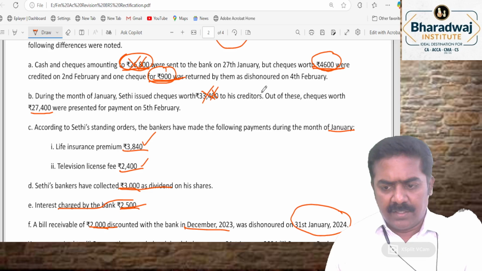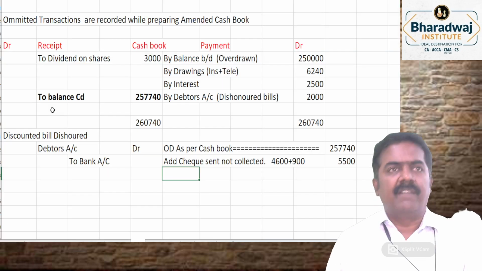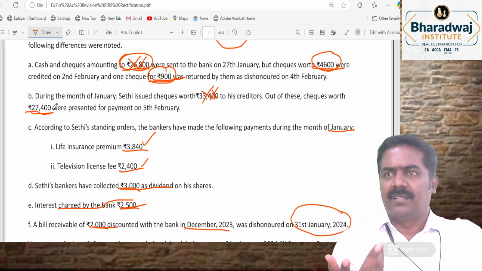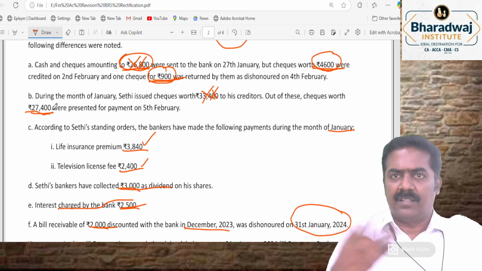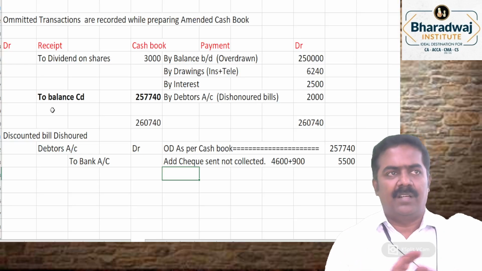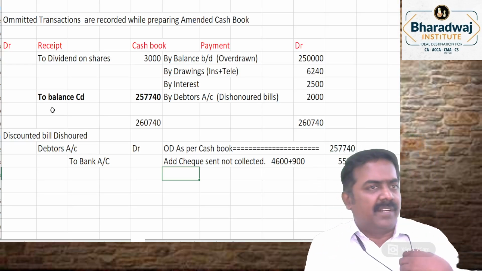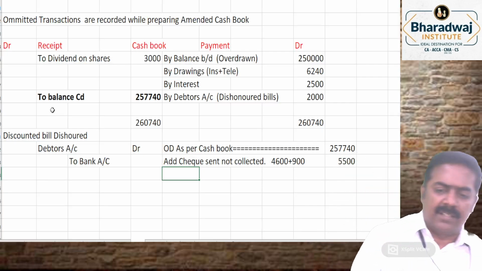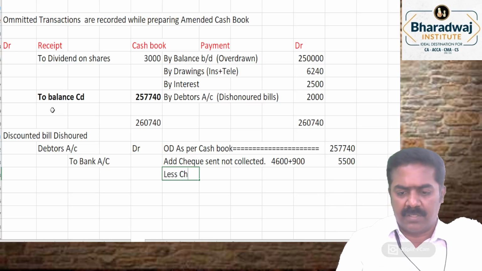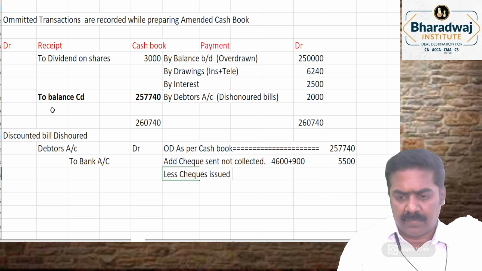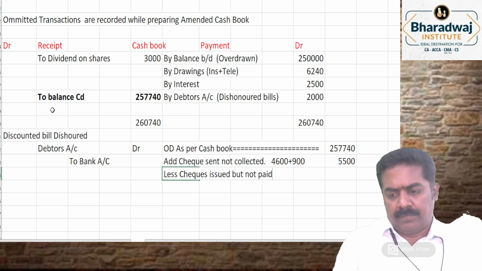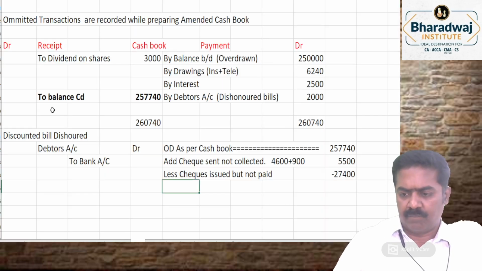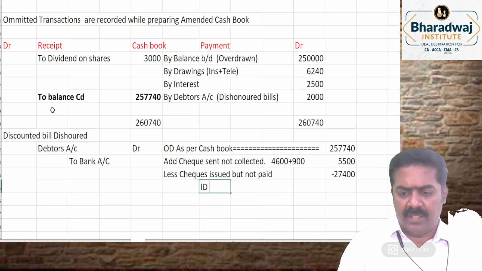Then checks issued, 27,400. We have deducted. Has the bank deducted? No. So what to do? We have to add back. OD is the starting point, so do the opposite. I repeat. Check issued, we have deducted. Banker has not deducted. We should add back. Since OD is the starting point, we do the opposite. How much is not paid by the bank? This will give us OD as per passbook.